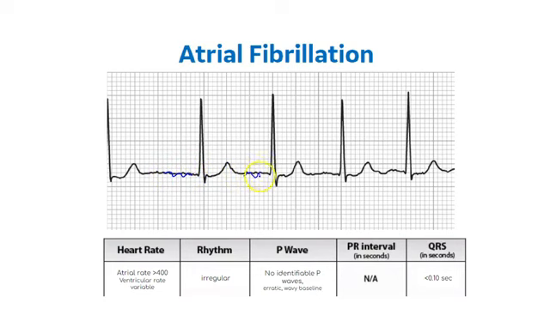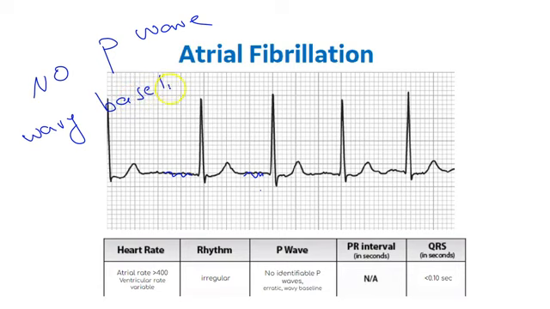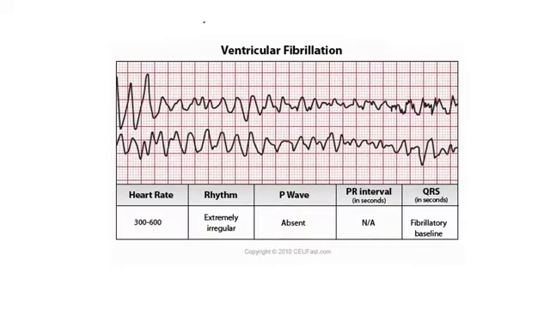So we have a wavy baseline, no P, but you can find QRST. So the hint is that there is no P wave, and another hint is a wavy baseline. So that is showing atrial fibrillation.